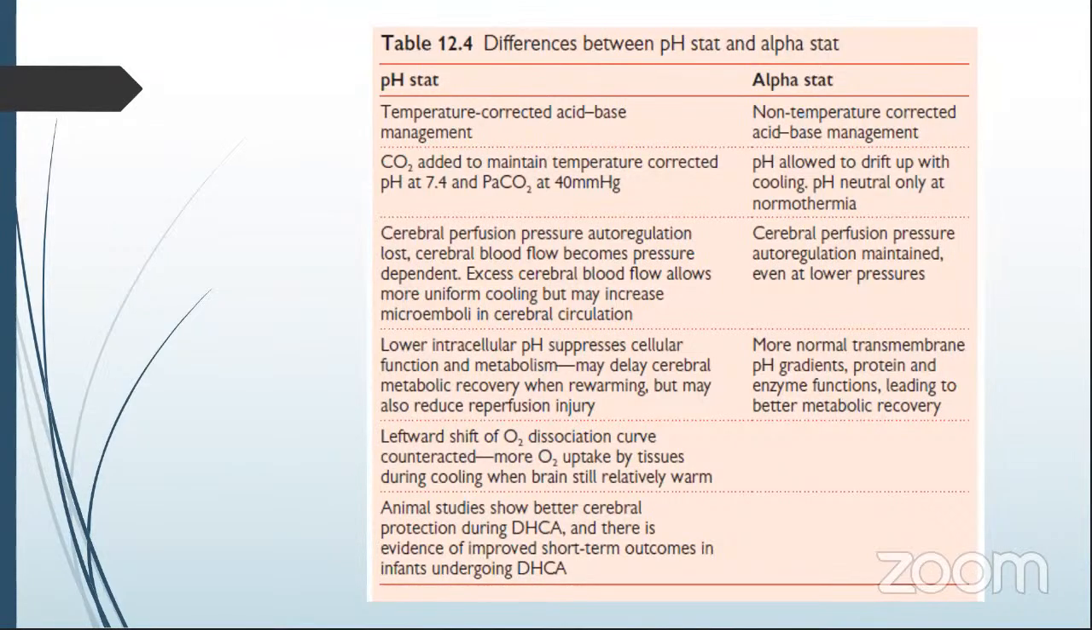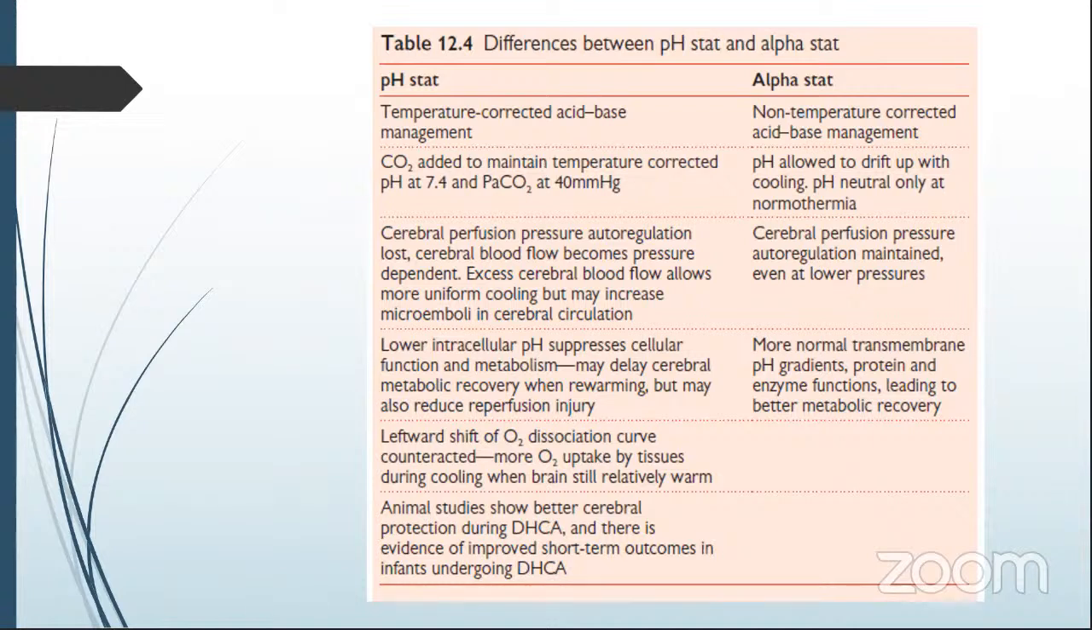Cerebral perfusion regulation is lost in the pH stat because we are adding CO2, and this will increase the cerebral blood flow, allowing more uniform cooling, but this also will increase the microenvironment and the cerebral circulation. In contrast, in the alpha stat, cerebral perfusion pressure is maintained, the autoregulation is maintained, and continuous cerebral flow is maintained.